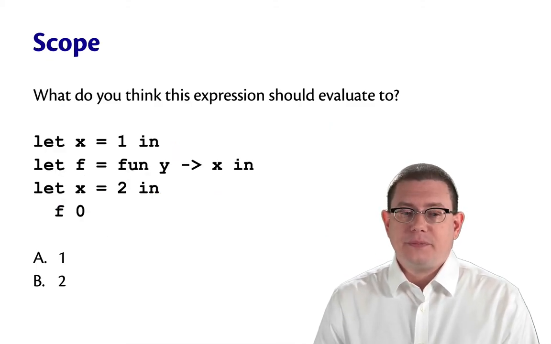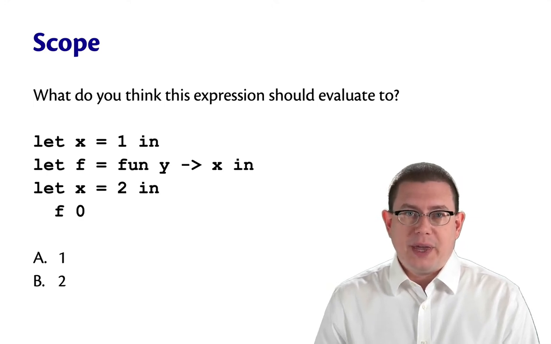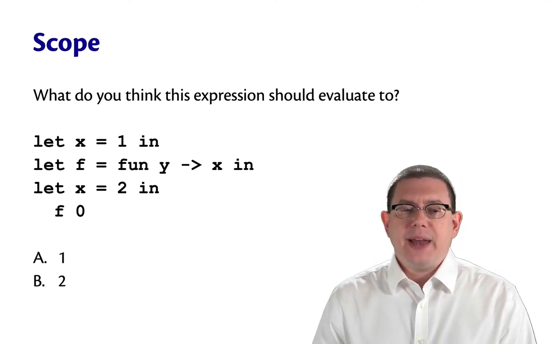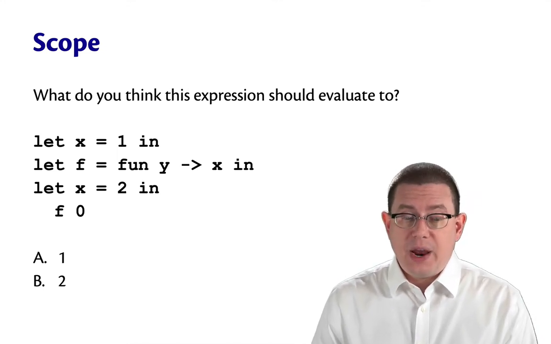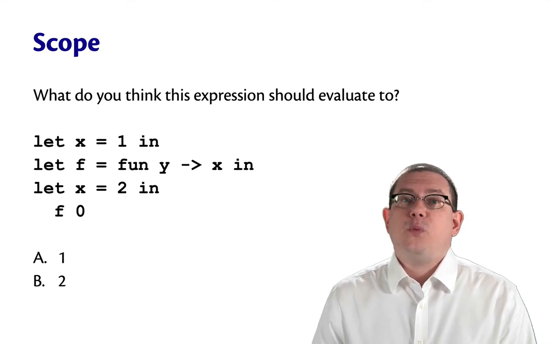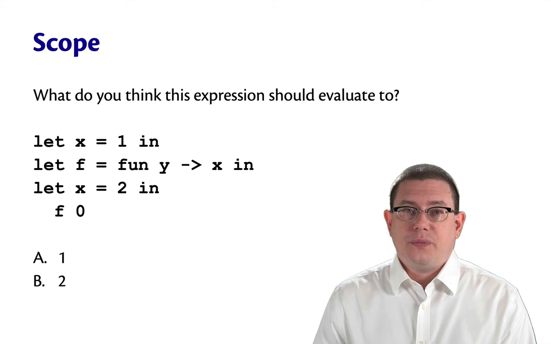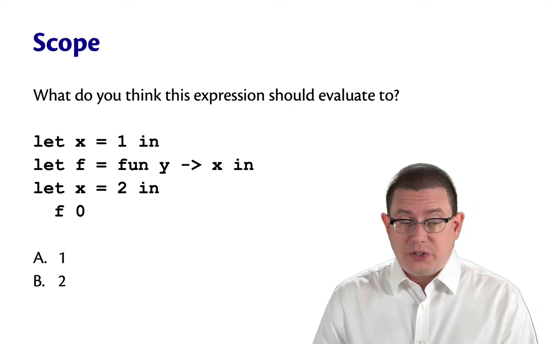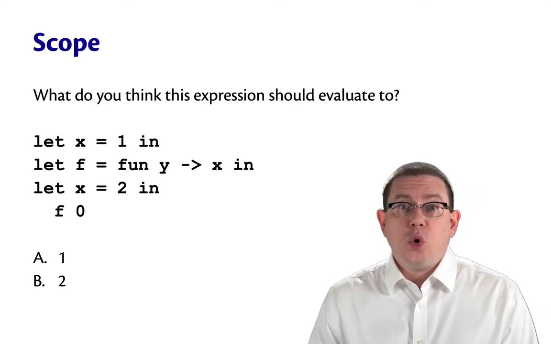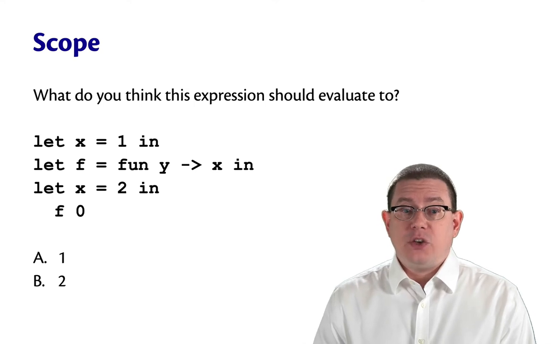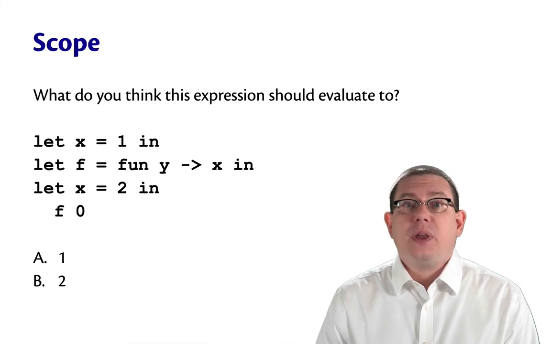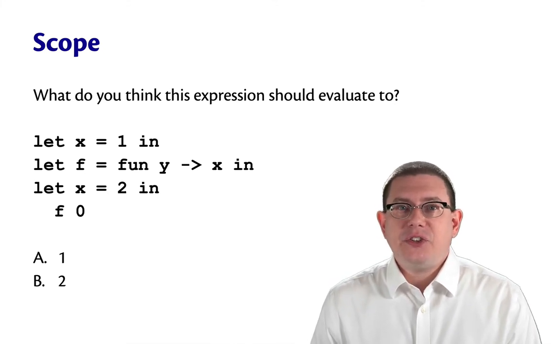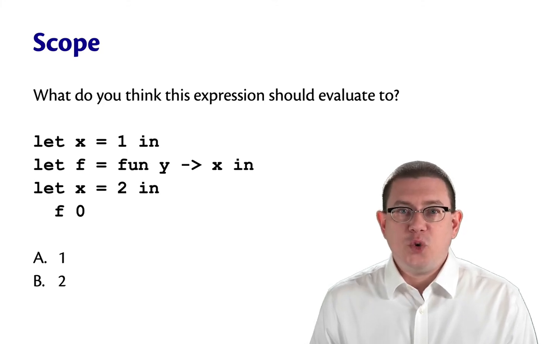So what's the problem? Well, here's a little piece of code that will help make it clearer. Suppose we bind x to 1, and then we bind f to the function fun y arrow x. Then we rebind x to 2 and call f on 0. So what should this evaluate to? It all comes down to which binding of x should get used. Is it the binding of x to 1 or the binding of x to 2? Please take a minute, stop the video, and you decide what you think the result should be.